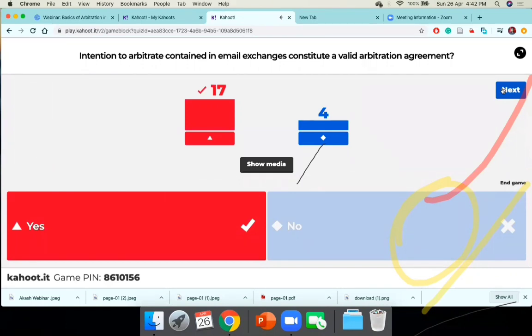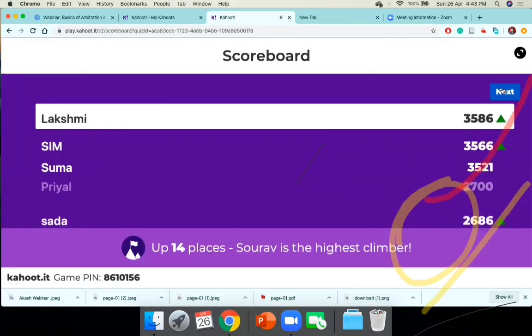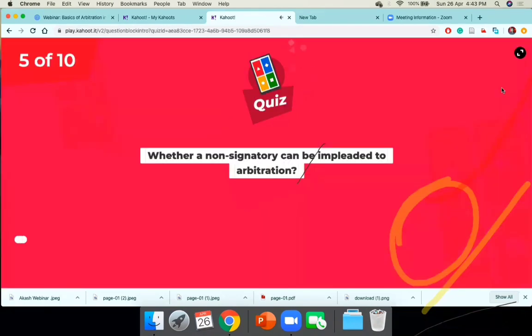Yes, the most important part is the intention to arbitrate. If the intention to arbitrate, the consensus ad idem, is there, then even if it is not contained in a single document, and is in different correspondences, it doesn't matter. At the end, there exists an intention to arbitrate, and therefore it's a valid arbitration agreement. So let's go to the next part.